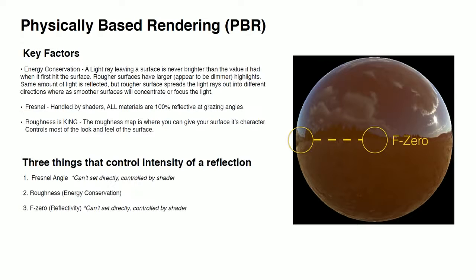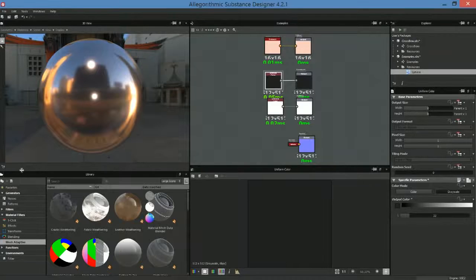The same amount of light is reflected, but just a rougher surface is going to spread these light rays across. Let me illustrate what I'm actually talking about there. So here we are in Substance Designer, and I will point out that I'm using 4.2.1, which is going to go live, I think, tomorrow. So there are some new changes in here.